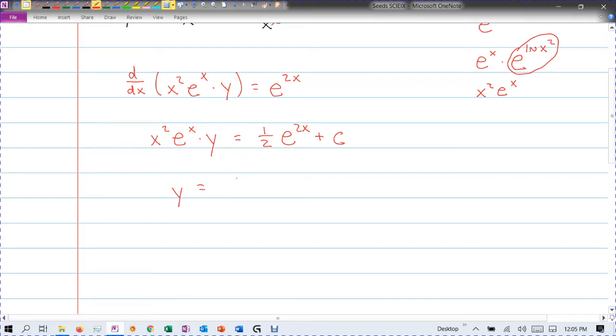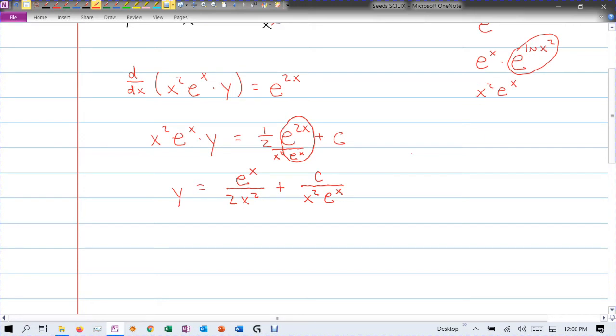I should just have e to the x, because when I come in here and I do x squared e to the x, these two, we subtract the exponent, 2x minus x is just x. And so on the bottom I still have a 2 and I still have an x squared, and then plus c over x squared times e to the x. And that should be it within our domain restriction.